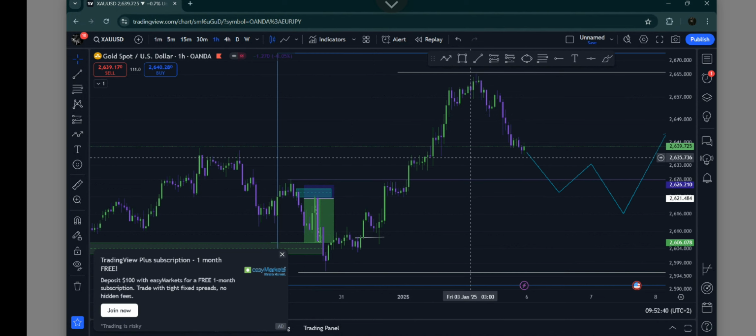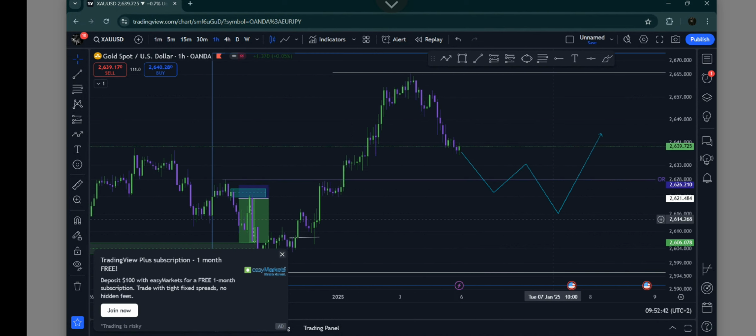So right now by gold, my idea is to look for confirmation entry, place a buy limit, and aim for this swing high. So by gold, we're looking for buys.